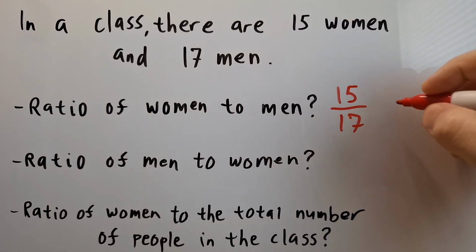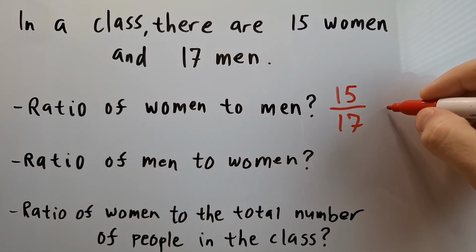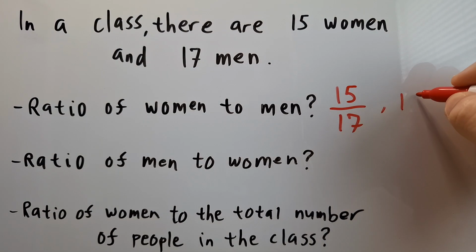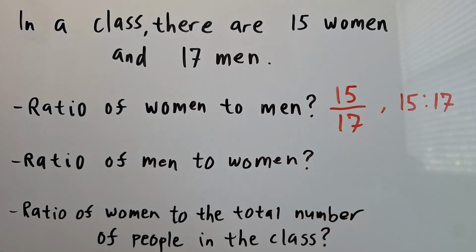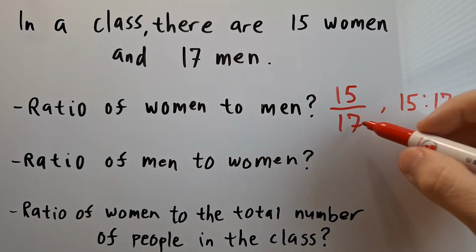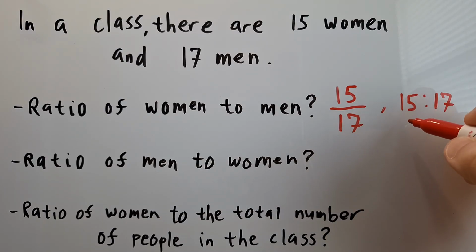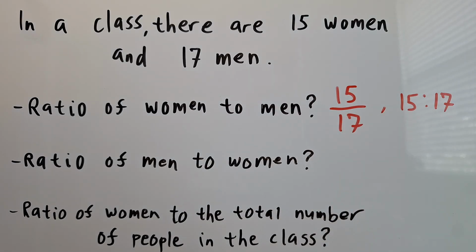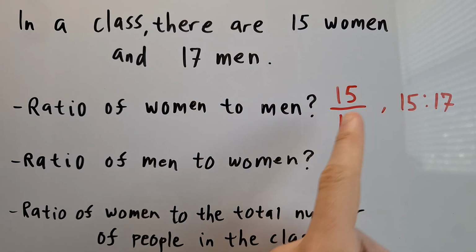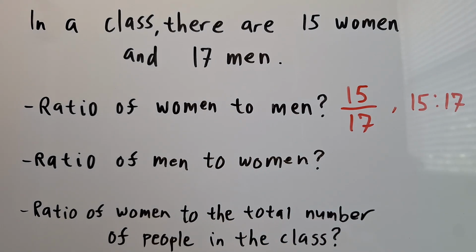Just for the fun of it, I'll actually write it in that colon form too, so we can also have it as the following. Both of these methods of writing the ratio are acceptable. So there's no correct way, either of these are correct.